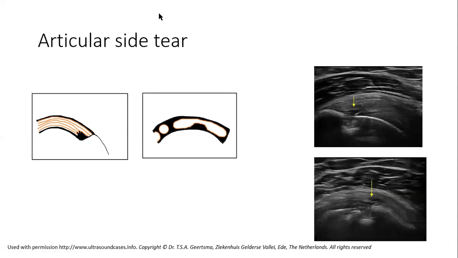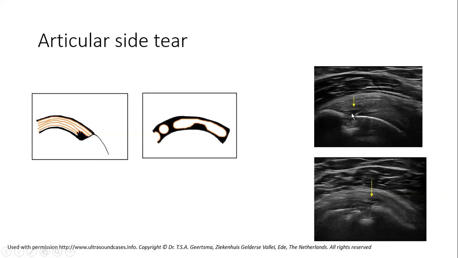Now again, reviewing it, I have presented this multiple times, and I'm sure some of you know these slides very well now. So with ultrasound, we use the classification which is defined by location. So whether the tear is more on the articular side of the supraspinatus or bursal side. So this one is articular side because this is closer to the articular joint level.